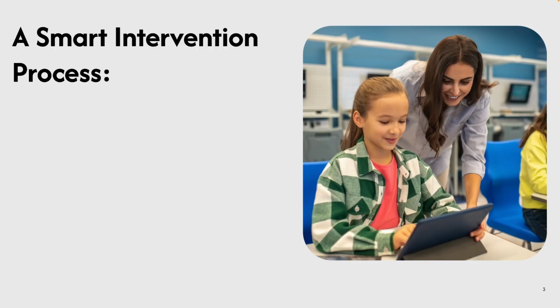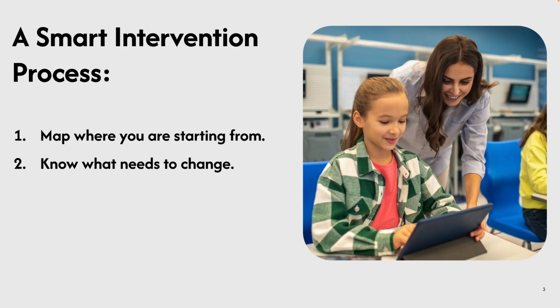Let's start with a little recap of what we covered last week. So first of all, what is a smart intervention process? You're going to map where you're starting from, exactly in the head of the neural connections that are happening in the head of the learner. You need to know how that is going to change for success so that they can be progressing again at the normal pace. And you need to know the tools that are going to achieve that change.